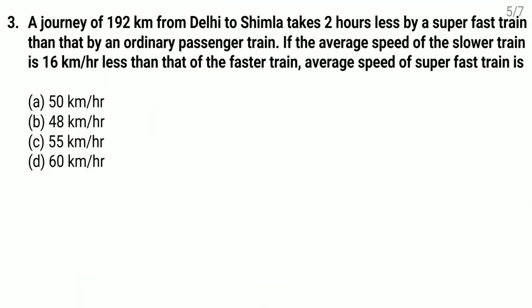A journey of 192 km from Delhi to Shimla takes 2 hours less by a super fast train than by an ordinary passenger train. That means one is the super fast train, you can say express train, another is the passenger train. If the average speed of the slower train is 16 km per hour less than that of the faster train, find the average speed of the super fast train. So once again I am writing here, this is the express train, this is the passenger train. Speed of the express train we don't know, so let us consider it as x.